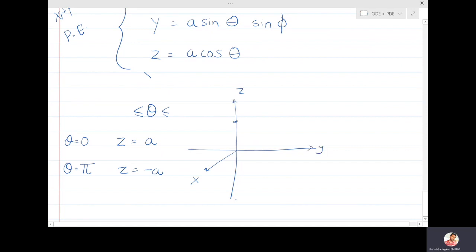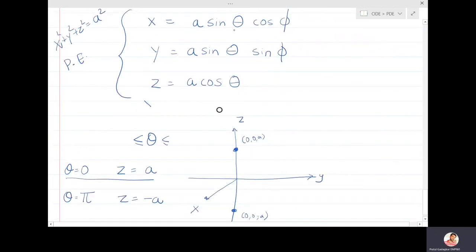So here the point lies when theta is equal to 0, and when theta becomes pi, the point becomes 0, 0. So let me say this is 0, 0, a suppose, and this is 0, 0, minus a. Why is this 0, 0? Because here sine theta at theta equal to 0 will become 0. When I put theta equal to pi, again sine pi will become 0.